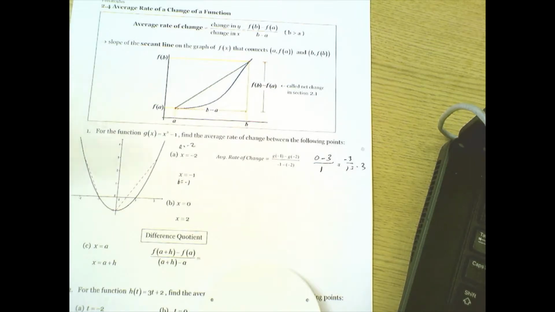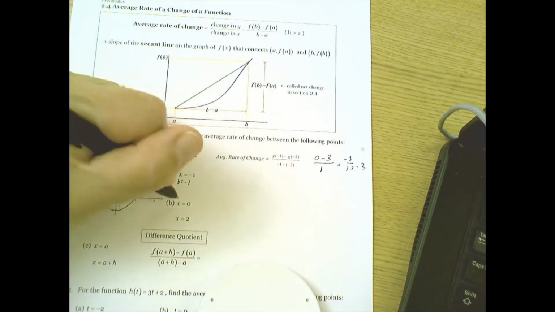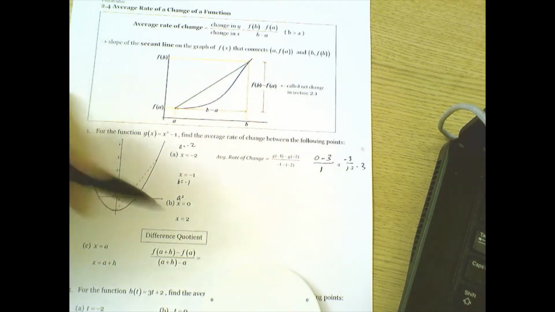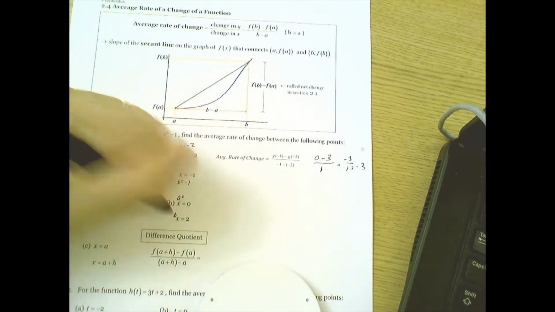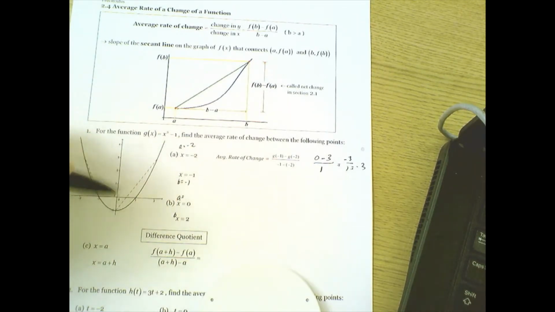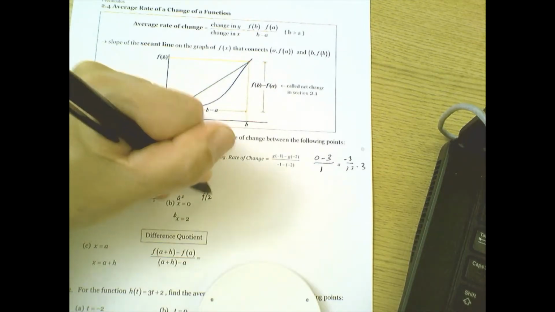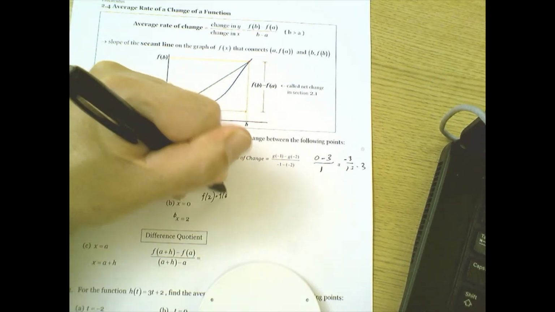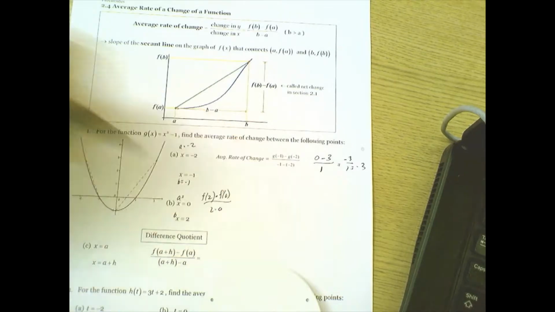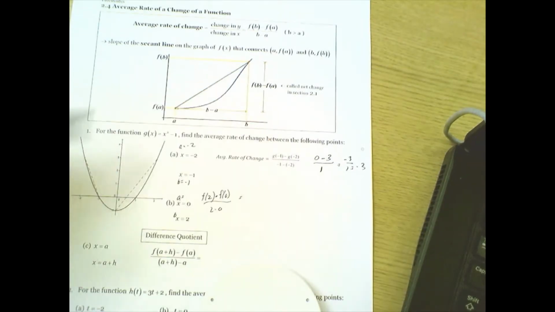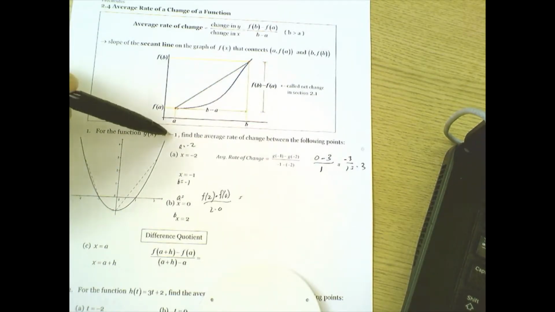Second example, the second piece, they want the average rate of change from x equals 0 to x equals 2. Well, this is our value of a, x equals 0. Our value of b is x equals 2. So b fits here. So I'm going to want to have f of 2 minus f of 0 over 2 minus 0. What's f of 2? Square 2, subtract 1, I get a value of 3.